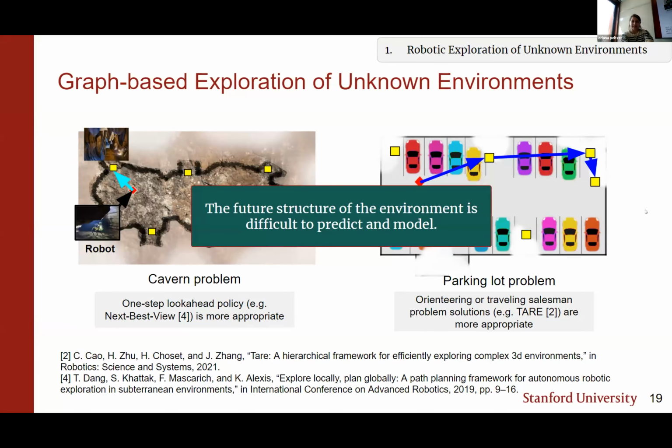Where I want to go with this is that the future structure in the environment is never going to be exactly the cavern problem or the parking lot problem. It's actually really difficult to predict and even to model. And I'm insisting on that because we're going to come up with a formulation of the problem and a heuristic solution to this. I just want to highlight this open-ended component of the problem to motivate why we formulate it in this way.